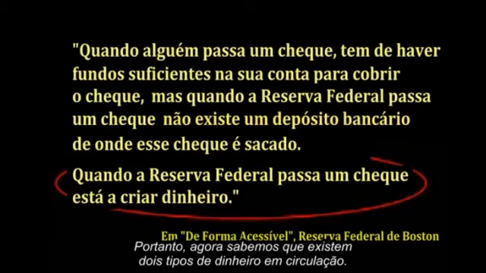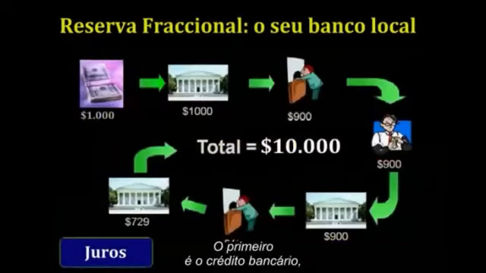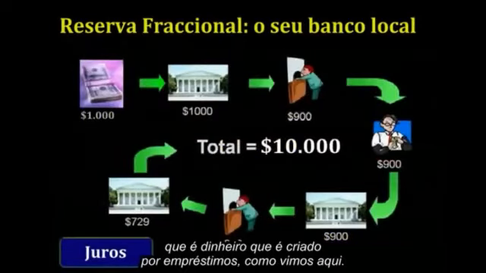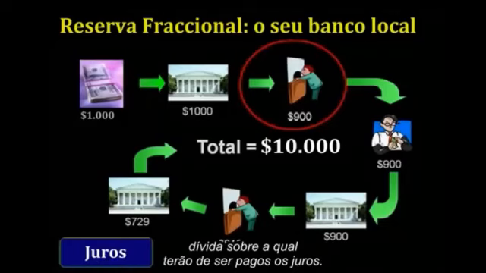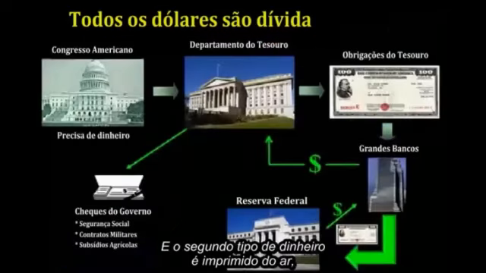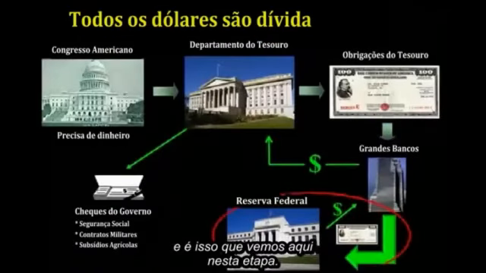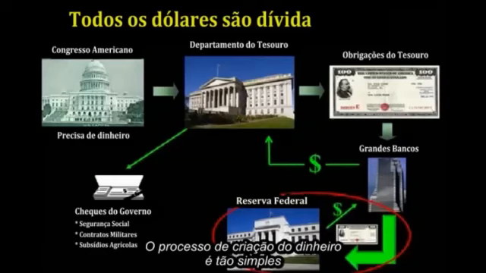So now we know that there are two kinds of money out there. The first is bank credit, which is money that is loaned into existence, as we saw here. Bank credit is a type of money that comes with an equal and offsetting amount of debt associated with it, debt upon which interest must be paid. And the second type of money is printed out of thin air, and that's what you see right here at this stage. The process by which money is created is so simple that the mind is repelled.